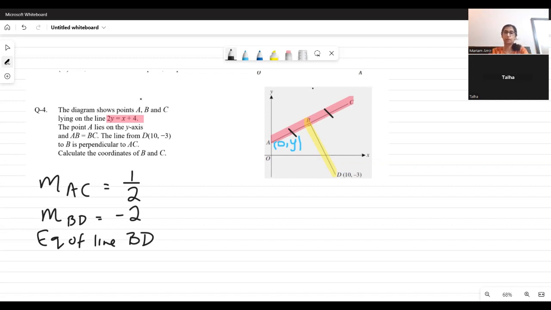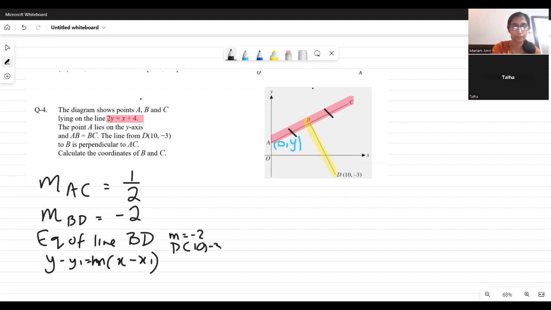How do you find the equation of line BD? y minus y1 equals m times x minus x1. Right. So y minus y1 equals m(x minus x1). And we know what m is, it's -2. And we also know the point D, which is (10, -3). So it's going to be y... Can you complete this? Any one of you?